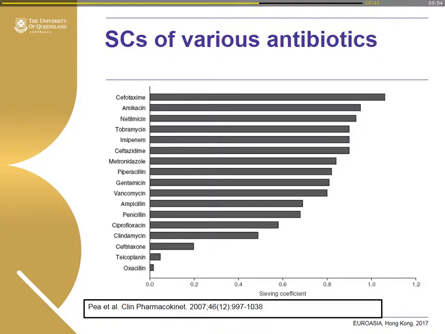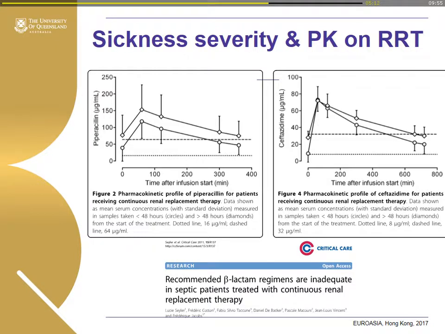And so we can then define what the sieving coefficients are for various antibiotics as we have on here. And as you'd expect, drugs which are a smaller molecular size, are hydrophilic, as well as have low protein binding, tend to have the largest sieving coefficients and are much more likely to be cleared to a significant extent, as you can see from this graphic, whereby we have on the x-axis the sieving coefficient and the various different drugs on the y-axis. Ceftriaxone, teicoplanin, oxacillin, drugs with very high protein binding, have very low sieving coefficients because of that protein binding.